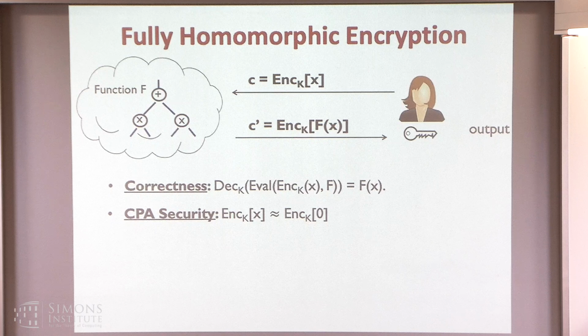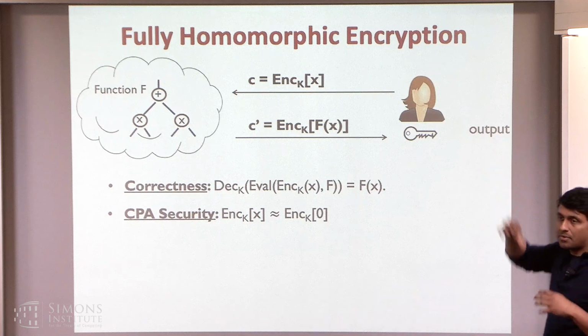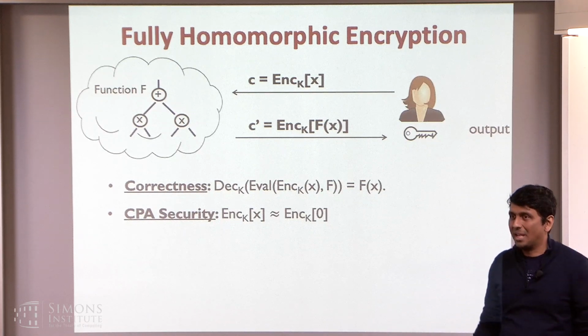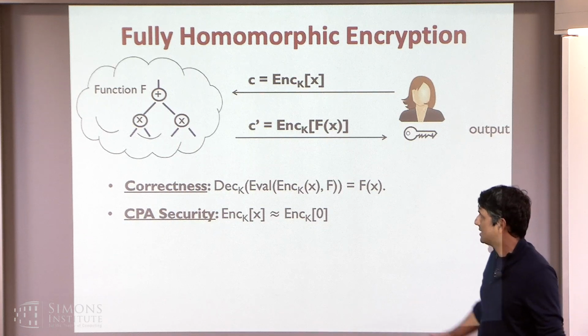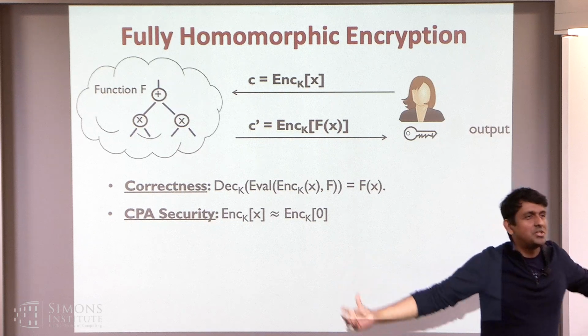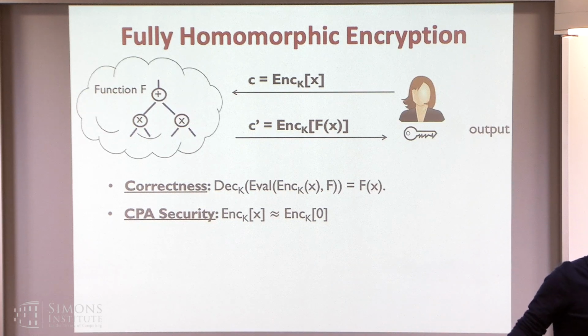And security, what is security? Most commonly we think about security for Alice. Whatever she sends out of her system should hide her input completely, semantically, or in a CPA sense. The encryption of X, or rather a sequence of encryptions of X, should look like junk, like maybe encryptions of 0 if you will. That's what you want. So it's the classical notion of CPA security, no change at all.